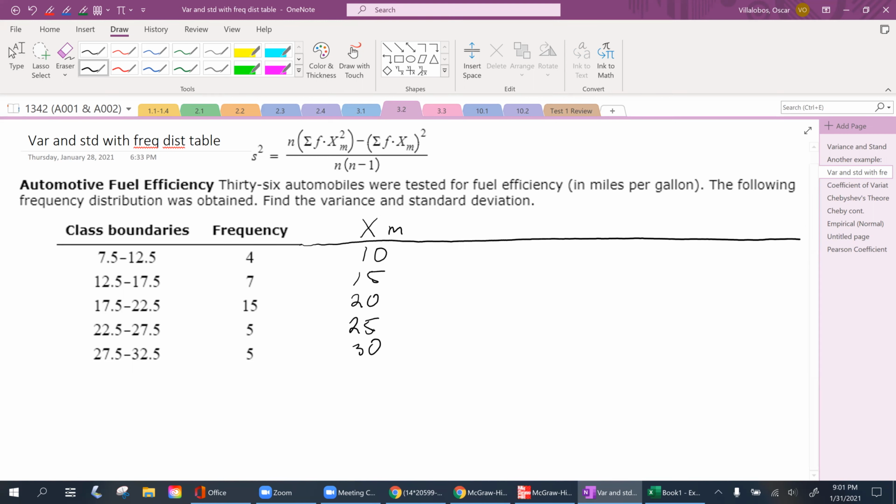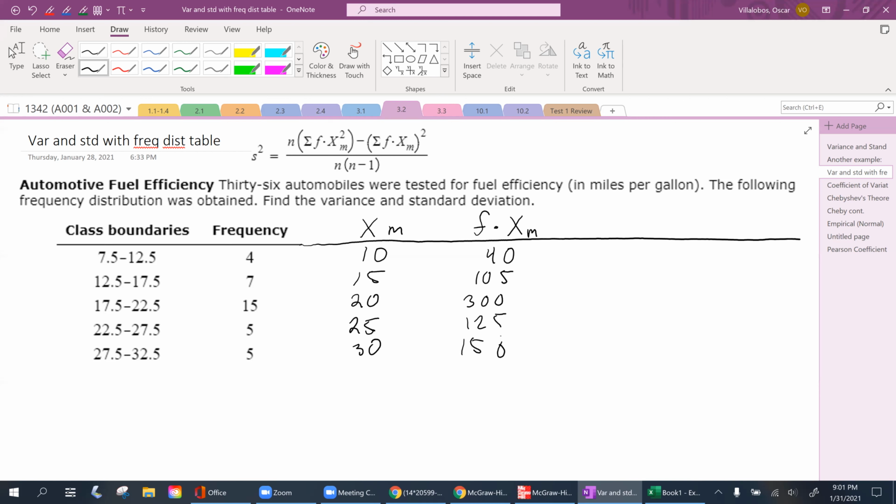And then we mentioned that it's going to be my frequency times my midpoint. So this column will give me 40. The second, 7 times 15, gives me 105. 15 times 20 gives me 300. That's going to give me 125. That's going to give me 150.